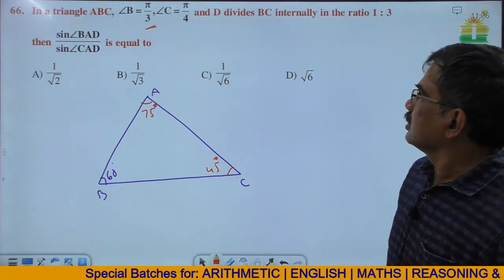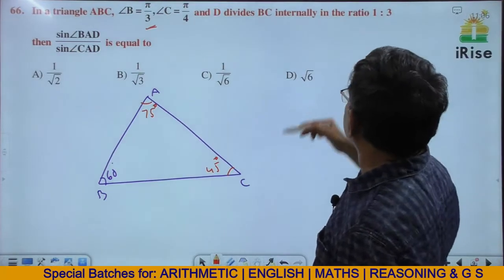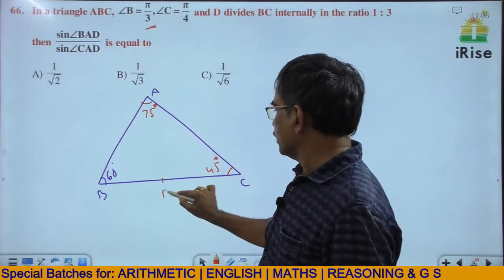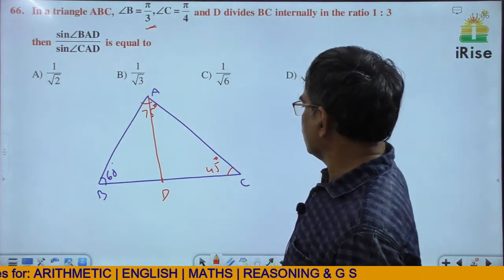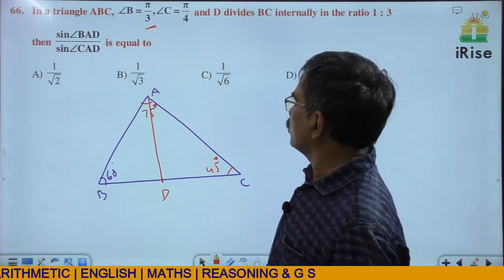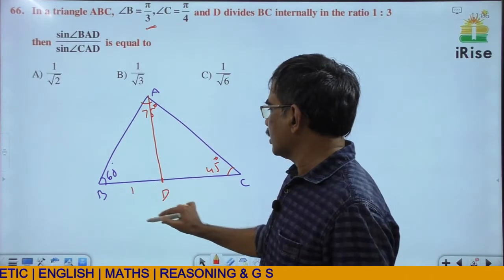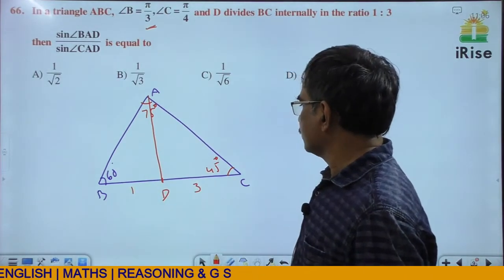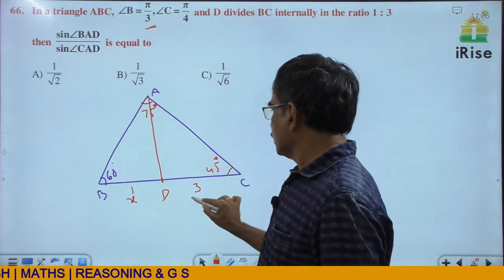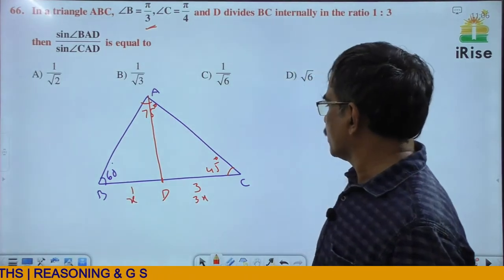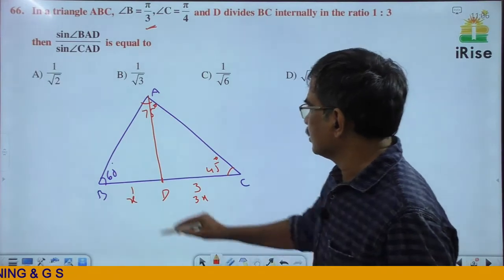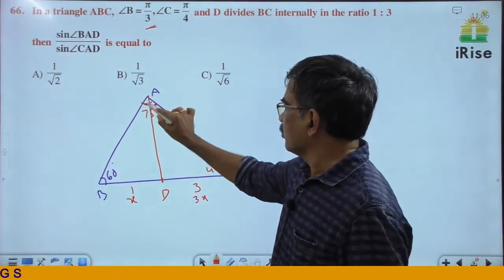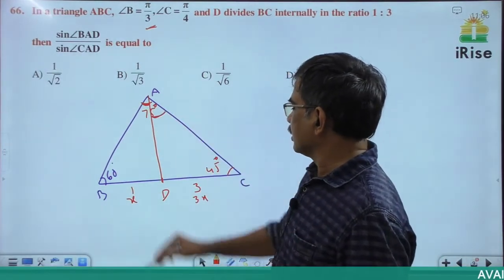Sorry, D divides BC internally. There is a point D here. It divides BC internally in the ratio 1:3. If this is one part, this is 3 parts. If this is x, this is 3x. Then what is sine BAD by sine CAD? This angle BAD by this angle CAD.